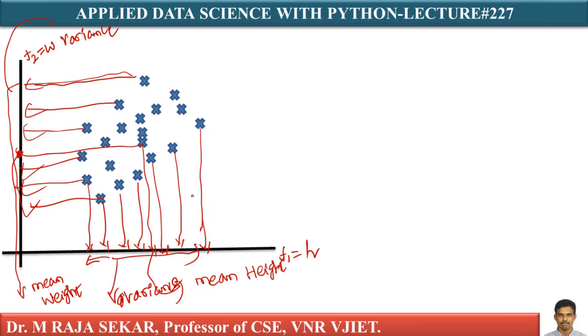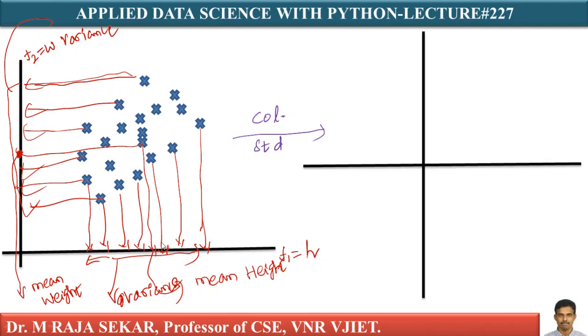Now, let me apply column standardization on this particular data. How can I apply column standardization? If I apply column standardization, what happens? This feature F1 will be converted to F1 dash, let me say H dash. And F2 becomes F2 dash, let me say W dash.